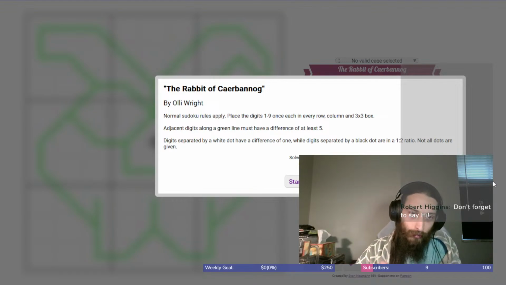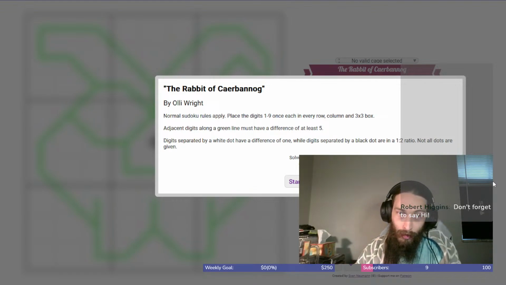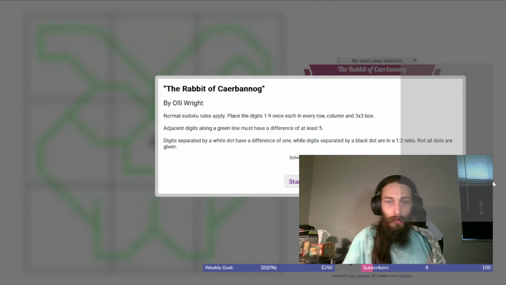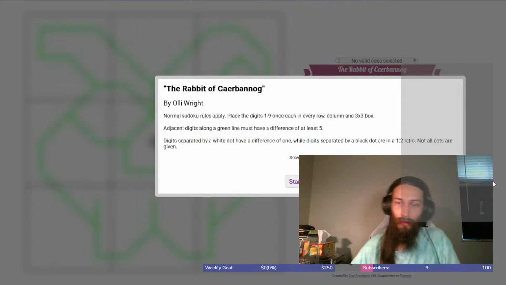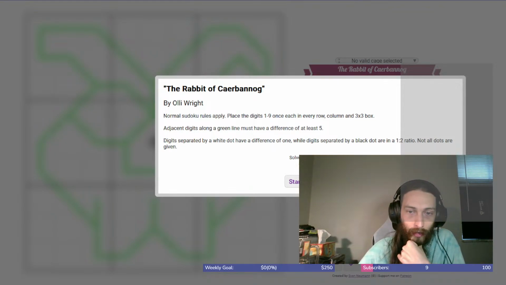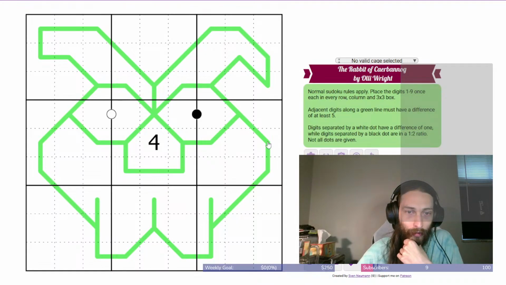Start that over again. First puzzle today is going to be the Rabbit of Kervanog by Ollie Wright. Normal Sudoku rules apply. Place the digits 1 through 9 once in every row, column, and 3x3 box. Adjacent digits along a green line must have a difference of at least 5. Digits separated by a white dot have a difference of 1, while digits separated by a black dot are in a 1 to 2 ratio. Not all dots are given. I have an interesting habit of reading words that aren't there, but that is what it is. It's just standard rules, other than we have the German whisper line and a couple of black dots.